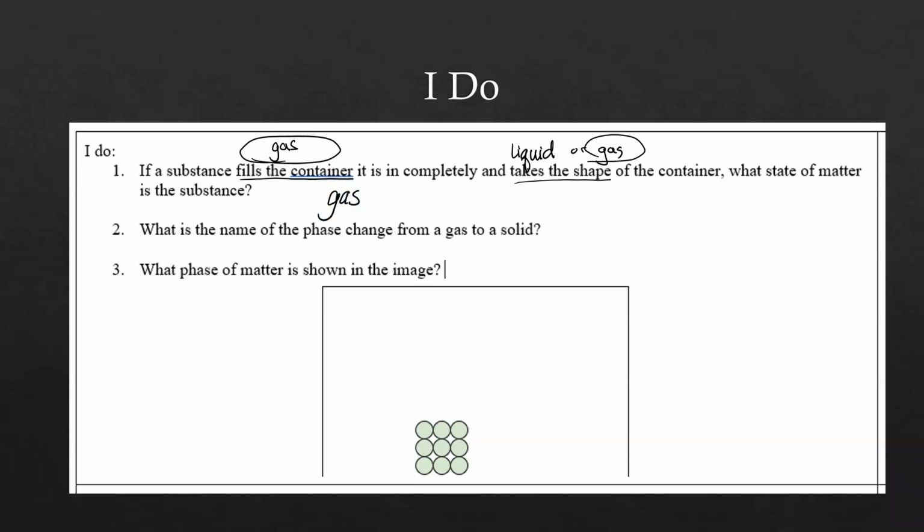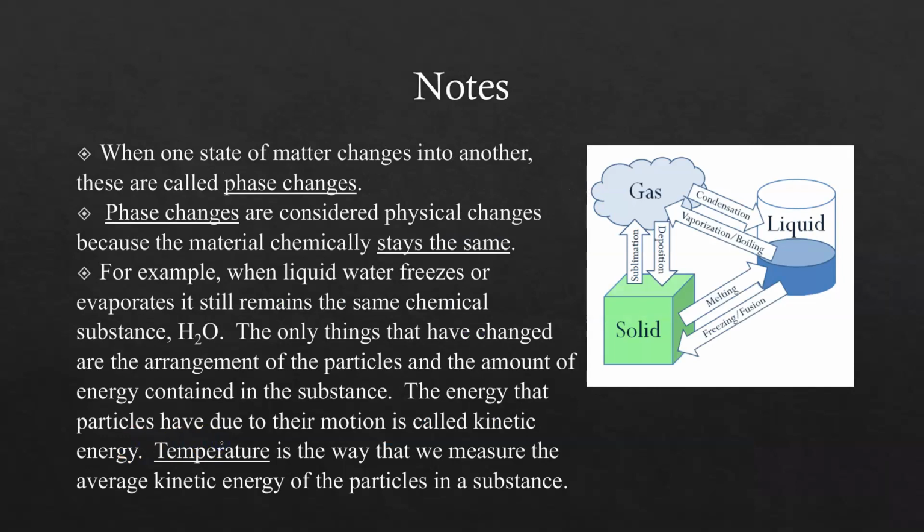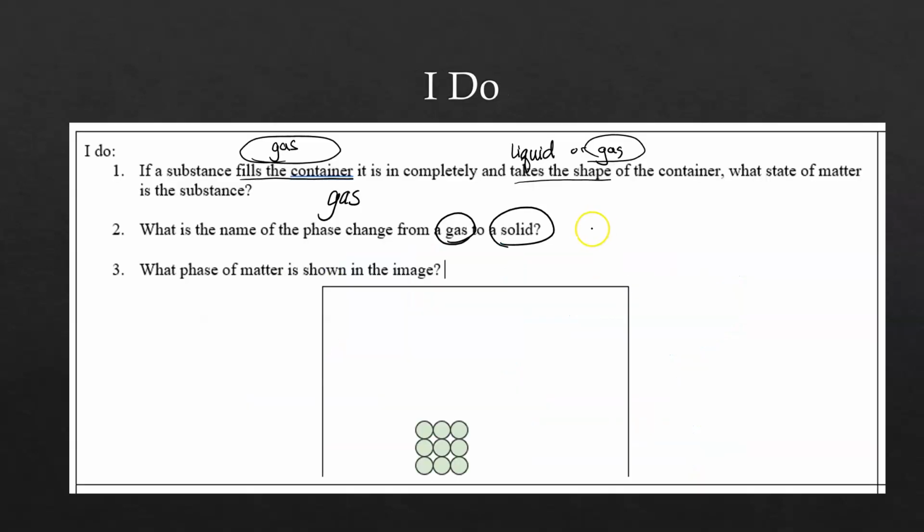What is the name of a phase change from a gas to a solid? So we would go back into our notes, and we see we want to change from a gas into a solid. So this is deposition. Deposition is when a substance changes from a gas to a solid.